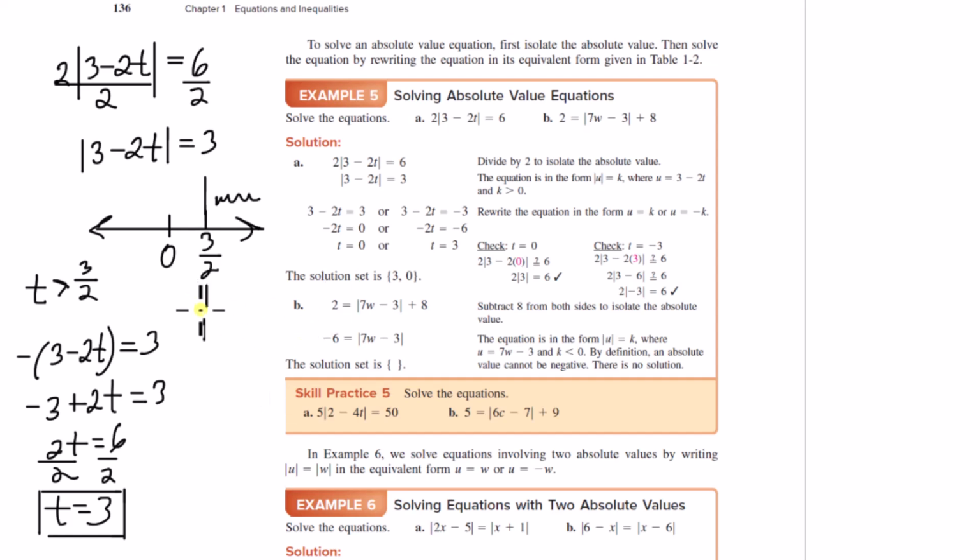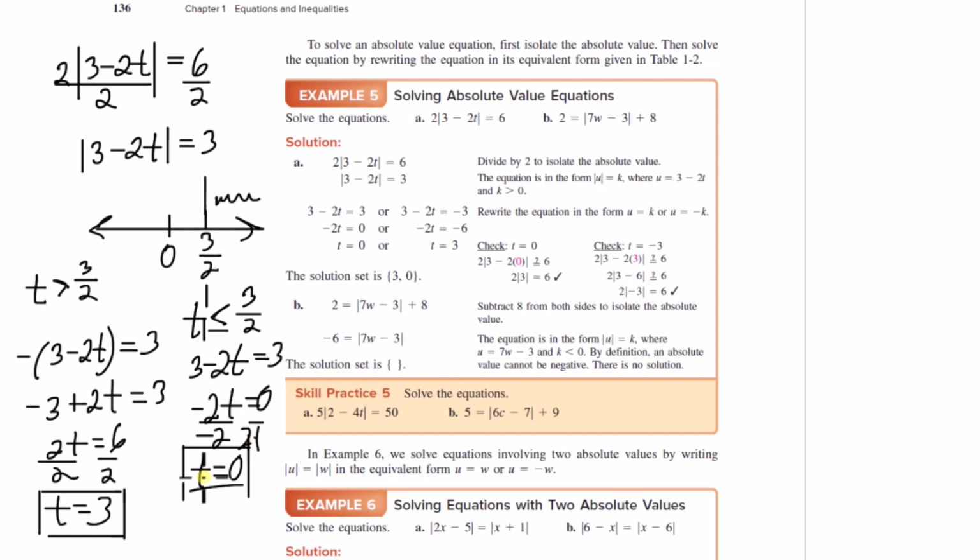Okay, now let's see. Next would be t is less than or equal to 3 halves. This includes when this expression is equal to 0, or any positive number, because in that case, we just remove the absolute value. Now subtract 3 from both sides. Divide both sides by -2. t is equal to 0. Is that within this interval? Yes, it is. So those are the two solutions.